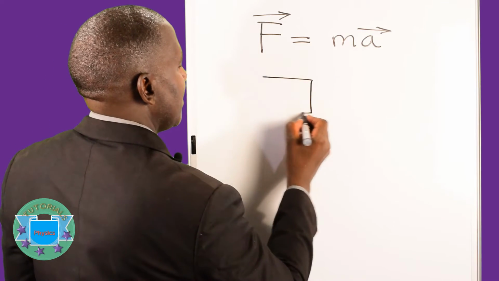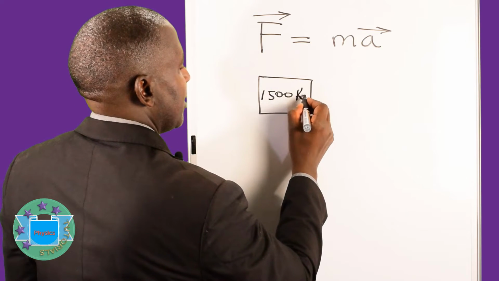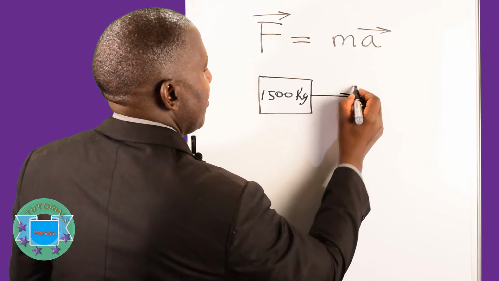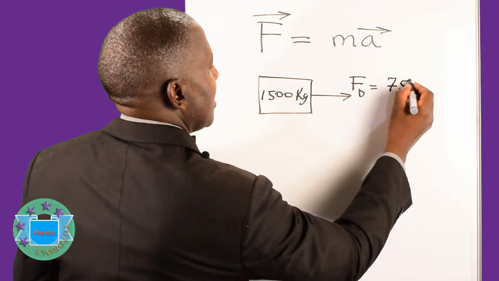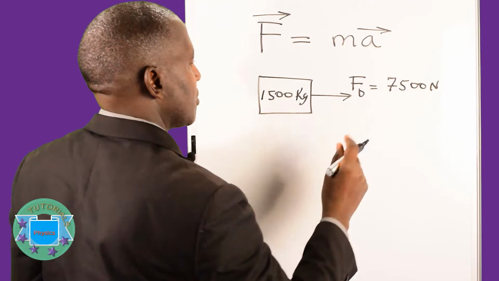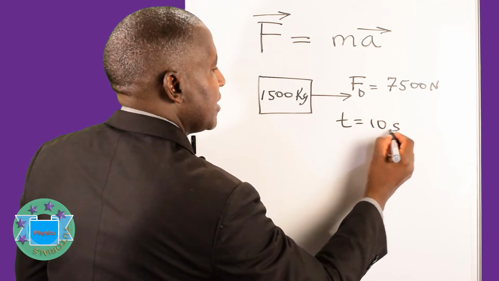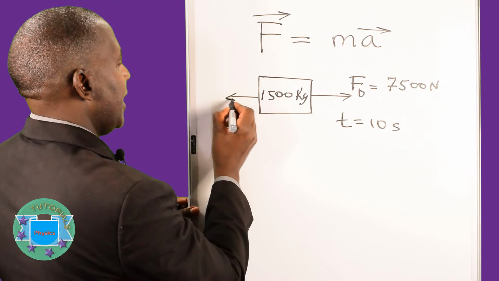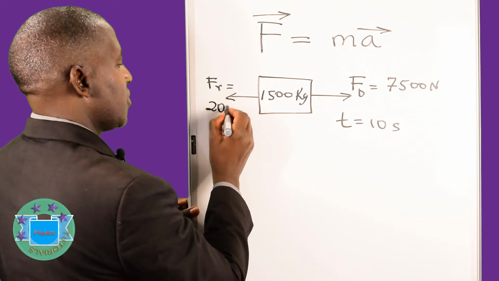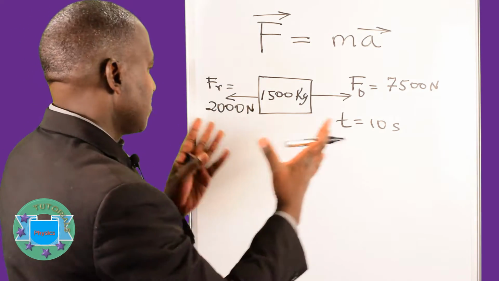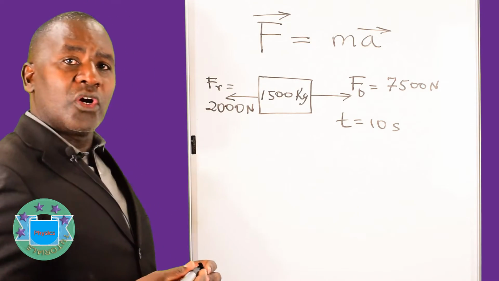Now, I'd like us to consider a situation here. Suppose we have this object here. It may be a car of 1,500 kilograms. Let's say the driving force of the engine exerts a force of 7,500 newtons on the car for a time of 10 seconds against an air resistance of, let's say, 2,000 newtons, something like that. So there are two forces acting on that object.